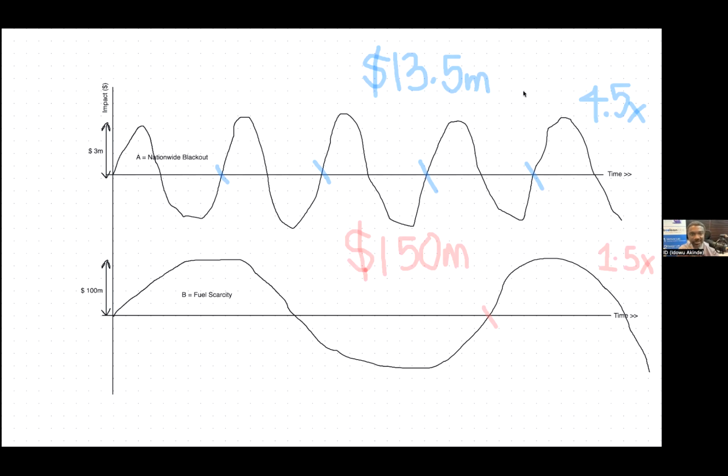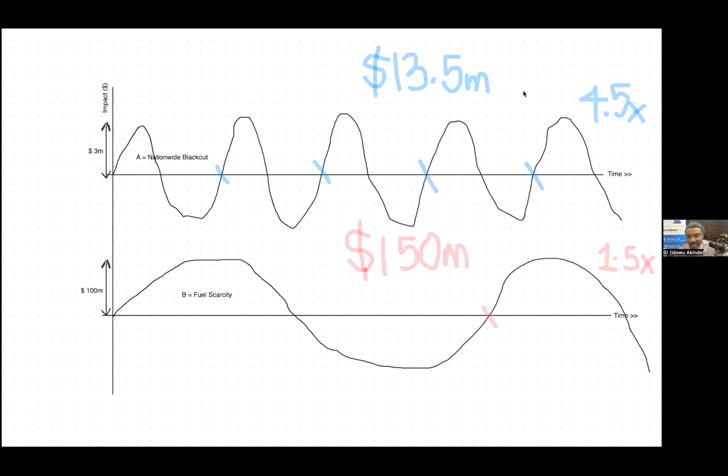Problem A costs the Nigerian, again, this is entirely fictional. Please, nobody should come for me. This is entirely fictional, right? Problem A, our theoretical, hypothetical nationwide blackout problem, costs the Nigerian economy $3 million every time it occurs. And in a year, we measured and found that it occurs 4.5 times. That tells us that this thing costs the Nigerian economy $13.5 million, just on average, right? Maybe this is taken over a 5-year or 10-year period.